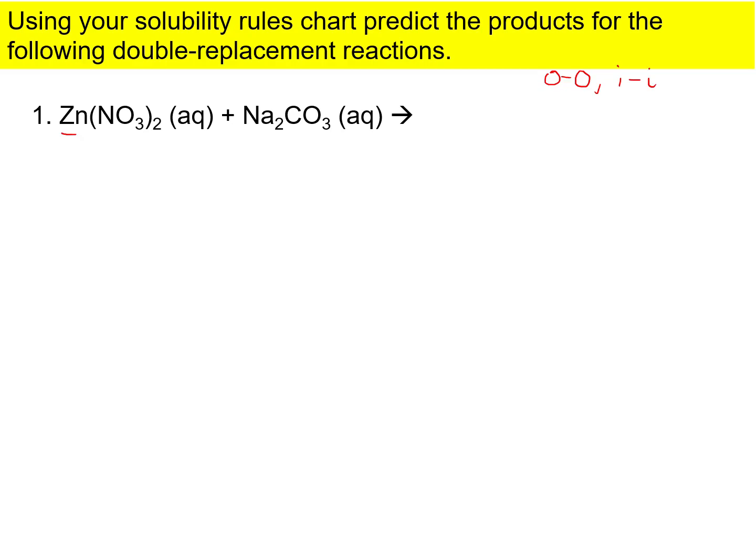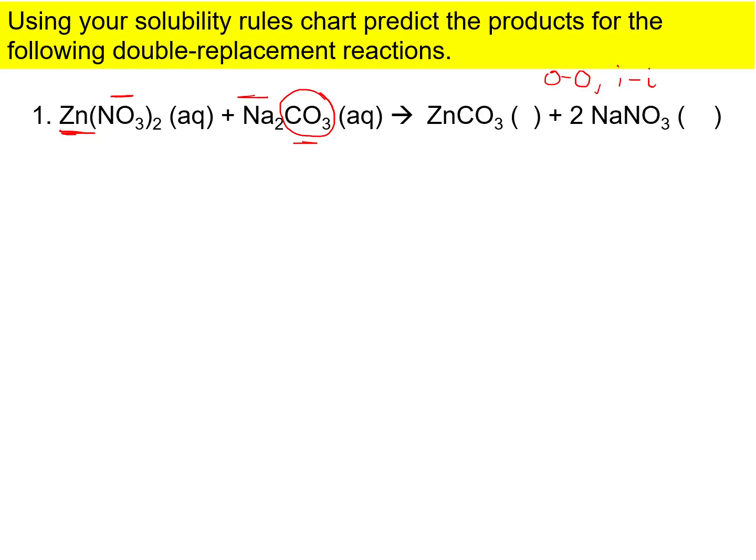So we're going to take the outermost part, which is zinc on the first compound. And remember, carbonate is a polyatomic ion, so it goes as a group. So there's our outer, outer. And then we're going to do inner, inner, so that's what's left over. So we have sodium and nitrate. So that gives us our two combinations.